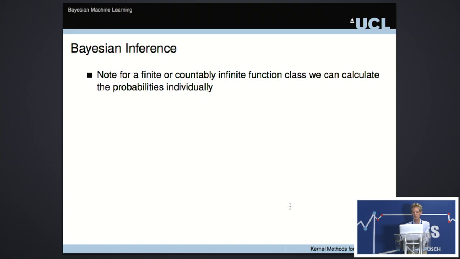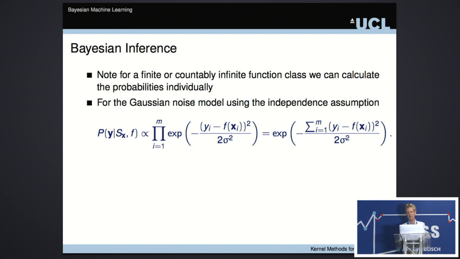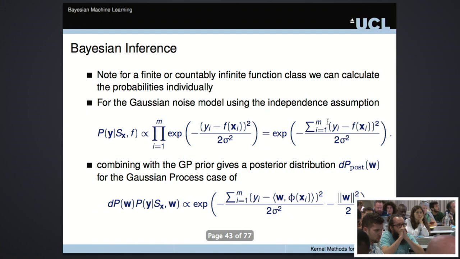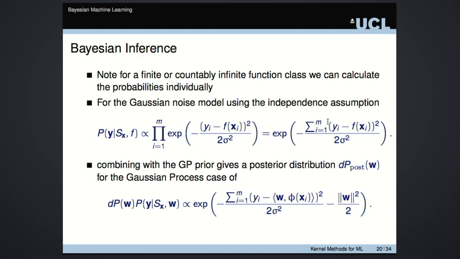So if we have a finite or countably infinite function class, we can calculate the probabilities individually, but in the Gaussian process case, if we're using a Gaussian noise model, then the likelihood is the product of these Gaussian probabilities of the individual outputs matching the output of the particular function, and because we can move the product through the exponential to create a sum, we end up with this expression. And then if we take the Gaussian process prior, which we've just described can be expressed in terms of this Gaussian distribution in the weight space, we end up with this as our posterior distribution, or proportional to this, and suddenly this starts to look somewhat familiar.